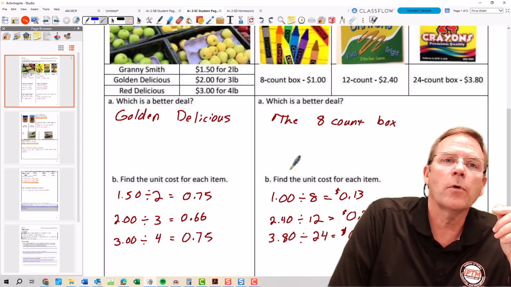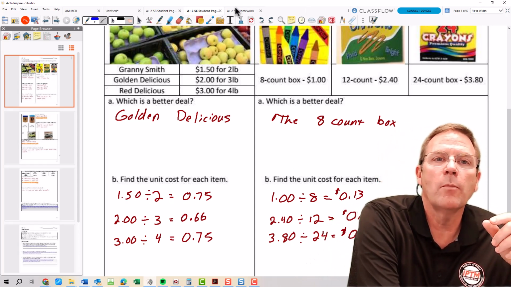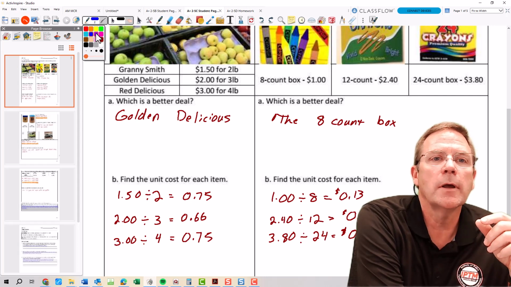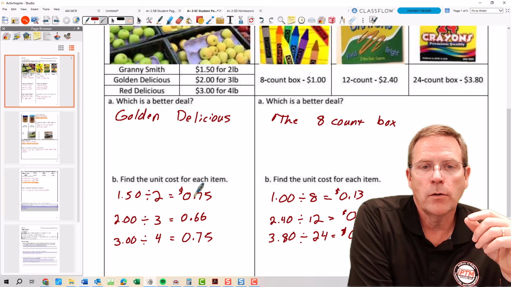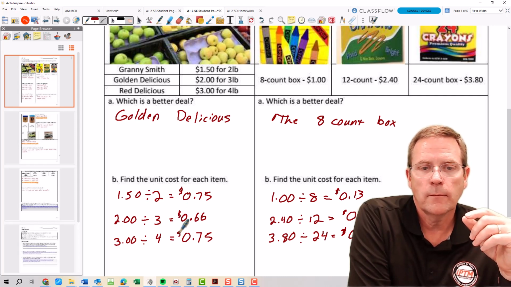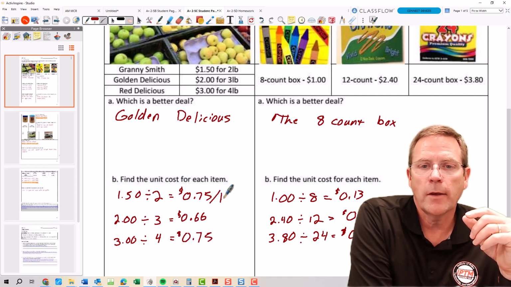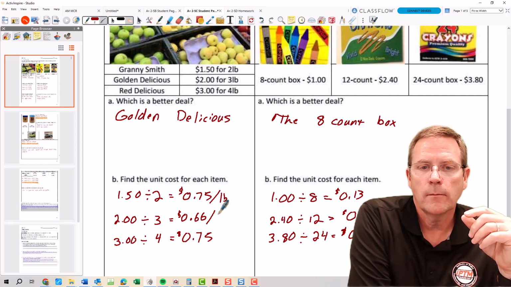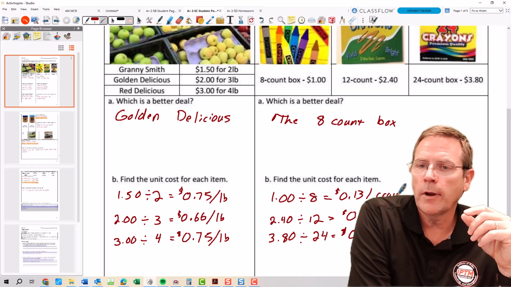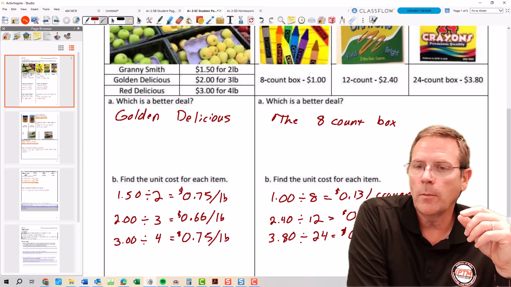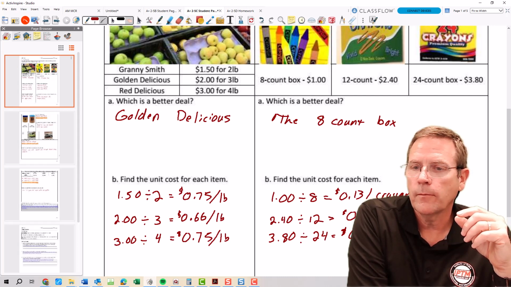So I did my work here, and I guess I need to put a little bit more information into this. Let me go back over here, and I need to include some dollar signs, and I need to set it up as per pound for these. And this one is going to be per crayon. So give just a little bit more information, because we have to say what our units are in our unit rates.